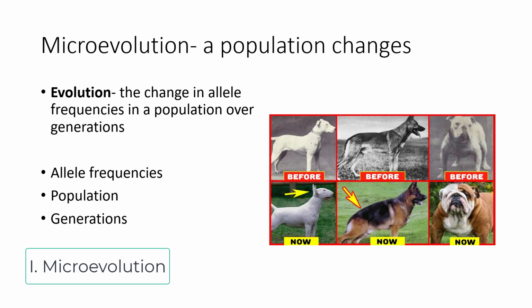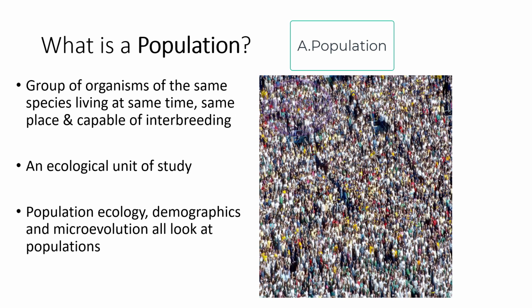This is the change in allele frequencies in a population over multiple generations, where an organism will be different than its ancestors because it has different alleles. And we are dealing with 3 things in this statement: allele frequencies, population, and generations. So let's look at what a population is.